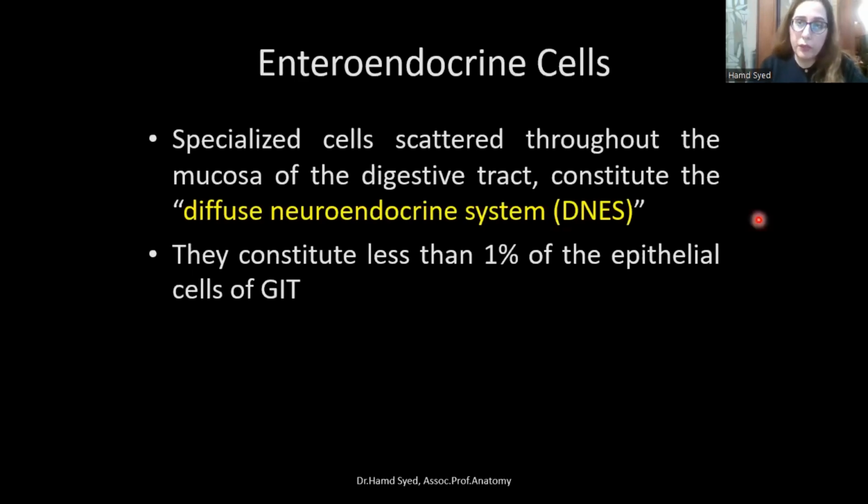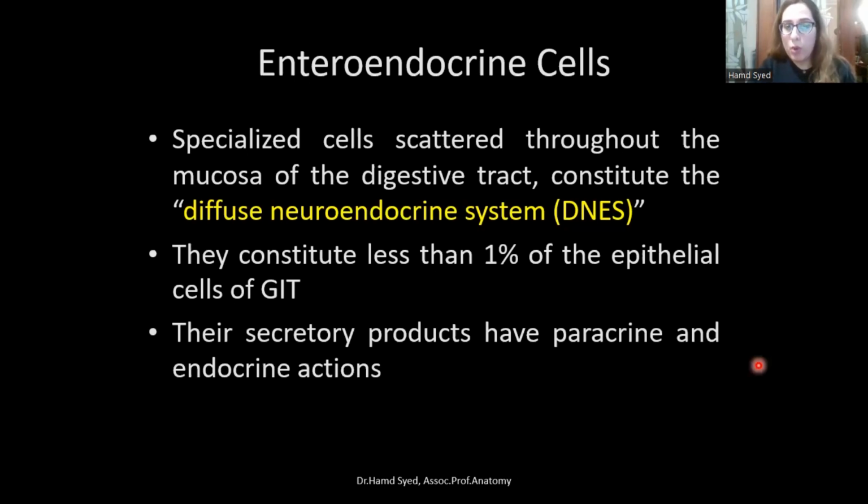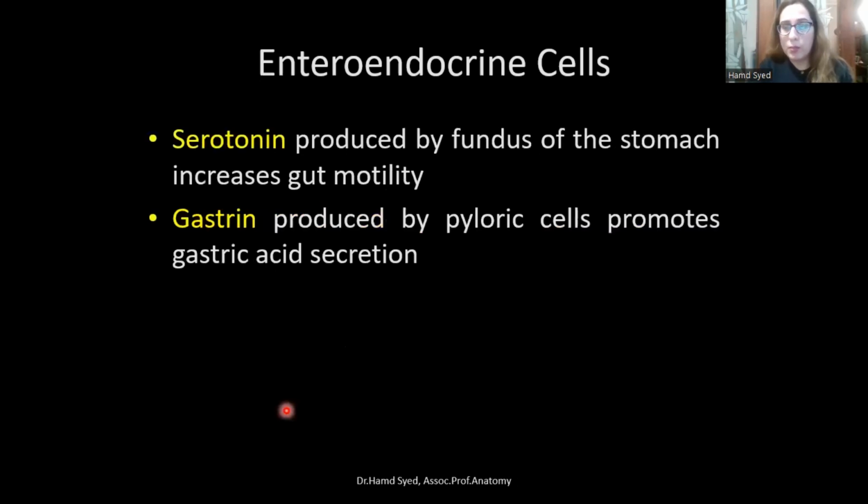The cells of the diffuse neuroendocrine system constitute less than 1% of the epithelial cells of the gastrointestinal tract. And their secretory products have both paracrine and endocrine actions. Now, what do we mean by paracrine actions? This means the secretory products of these cells have an effect on the cells which are lying close to them. In the case of endocrine action, the secretory products are released into the blood and carried away to a distant site of action where the target site is present.